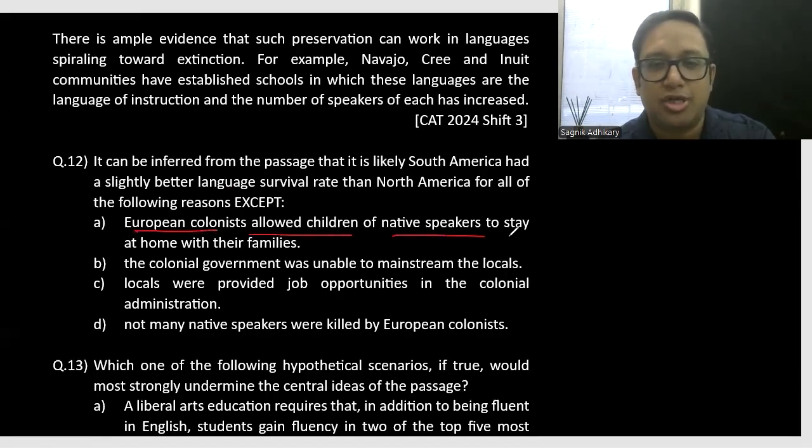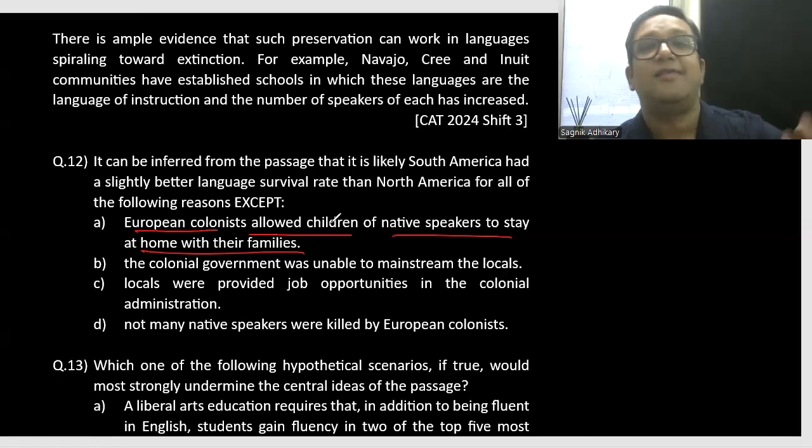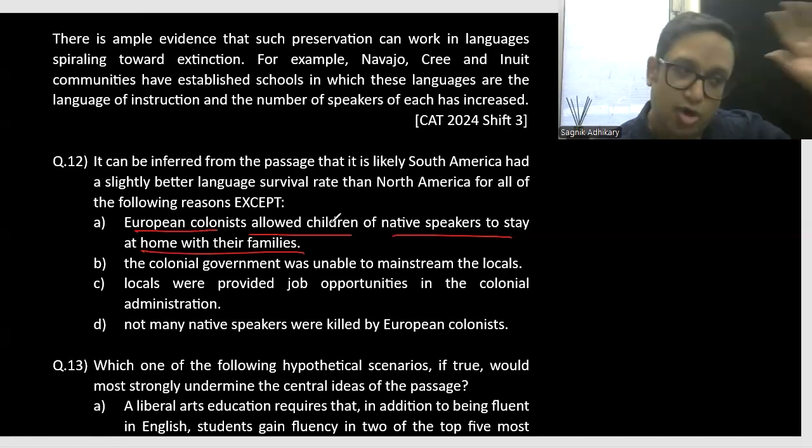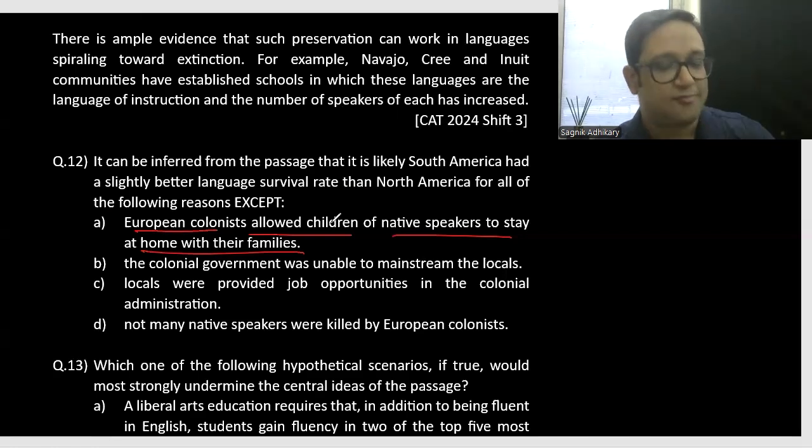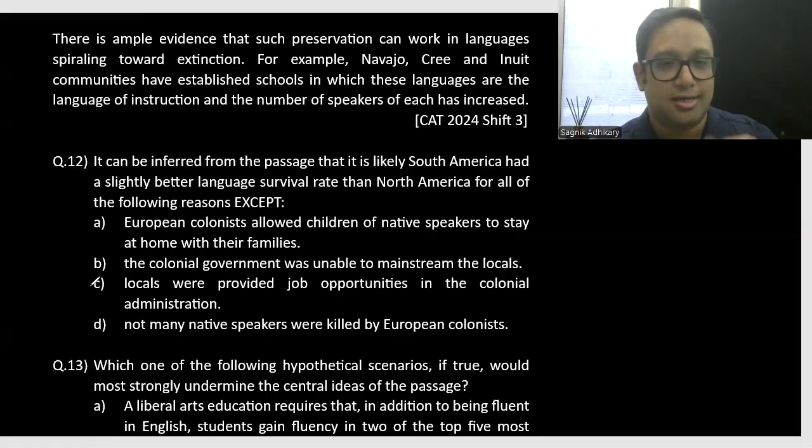European colonists allowed children of native speakers to stay home with their families. Children were not removed from their communities, not put into schools where other languages or the colonizers' languages were emphasized. The children were allowed to stay at home with their families, where the families would continue to speak the native language. This would very well be a reason why South America did not see so much death of language. So this is not a valid choice.